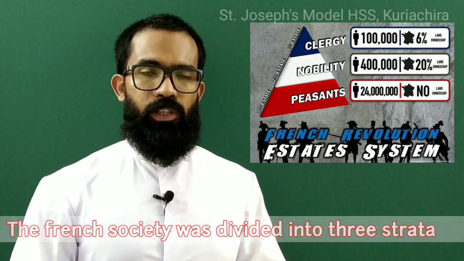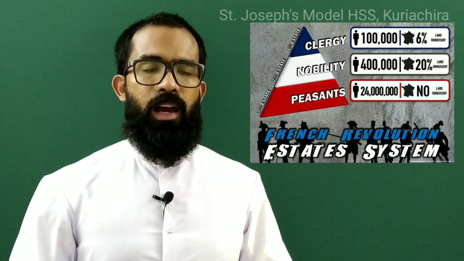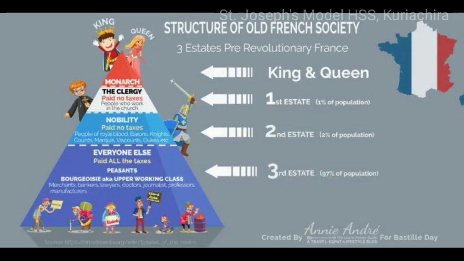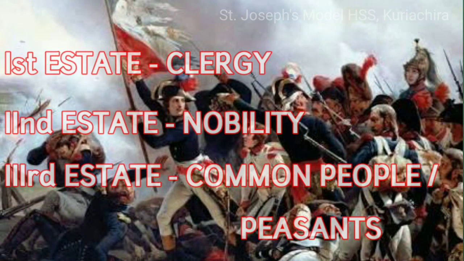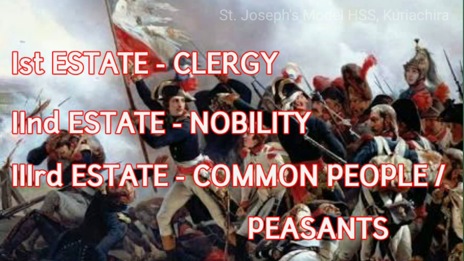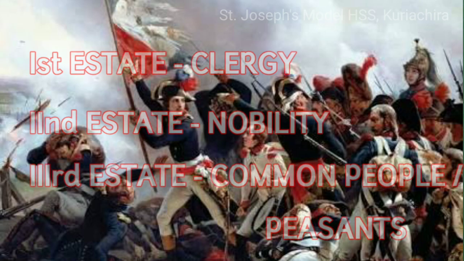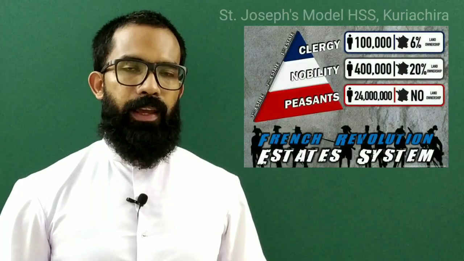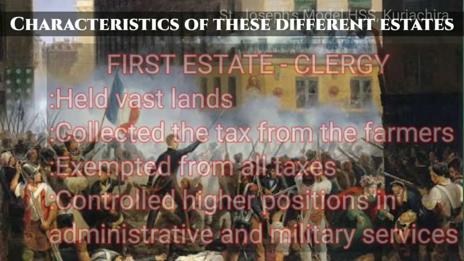We can see in the picture the different strata of the French society. The first estate was clergy, the second estate was nobility, and the third estate was the common people. What are the characteristics of these three estates? The first estate were the clergy.